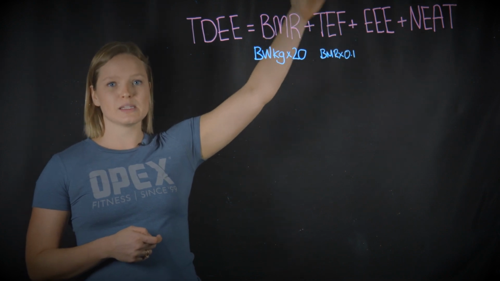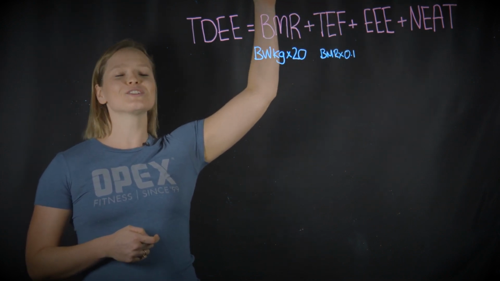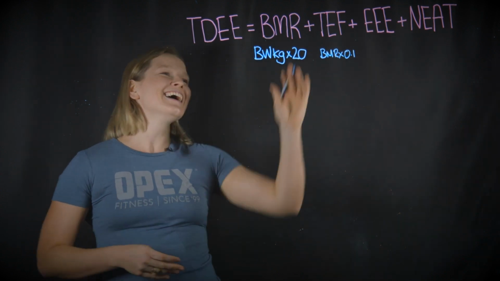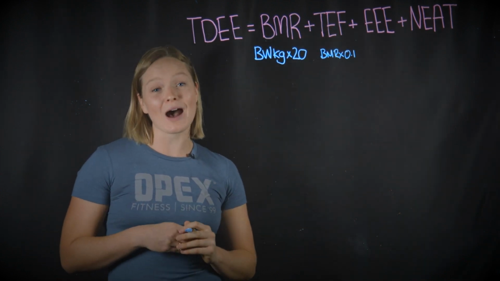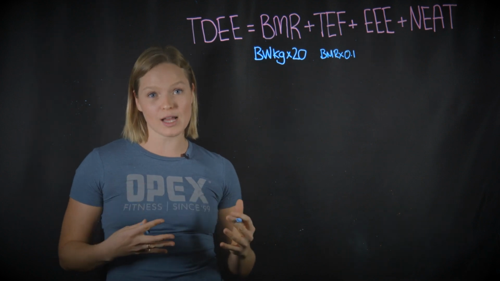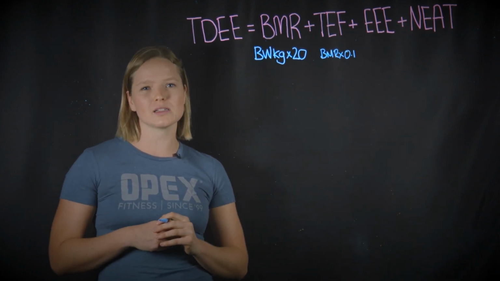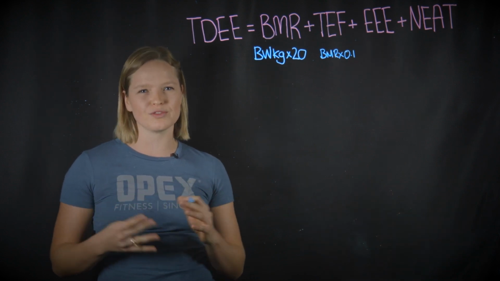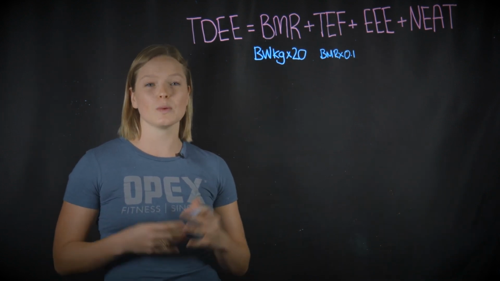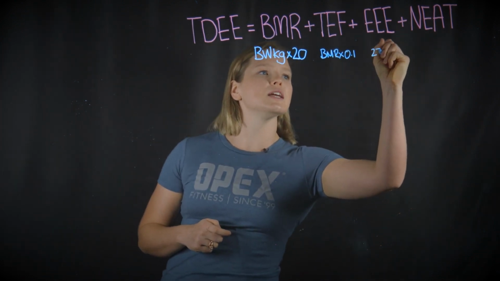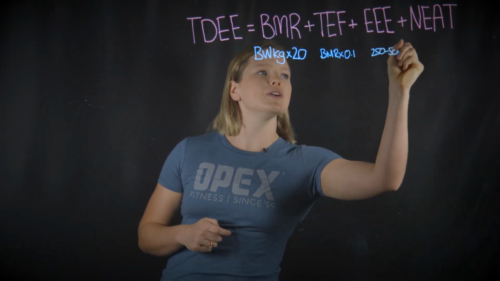EEE, or exercise energy expenditure. I apologize, guys. That's a lot of E's. That is going to be a rough idea of how much they are burning through exercise. Now, for someone who is just doing fairly light to moderate exercise, you might factor in something like 250. For a more active client doing more tough sessions, it might be closer to 500. So think 250 to 500 over here.